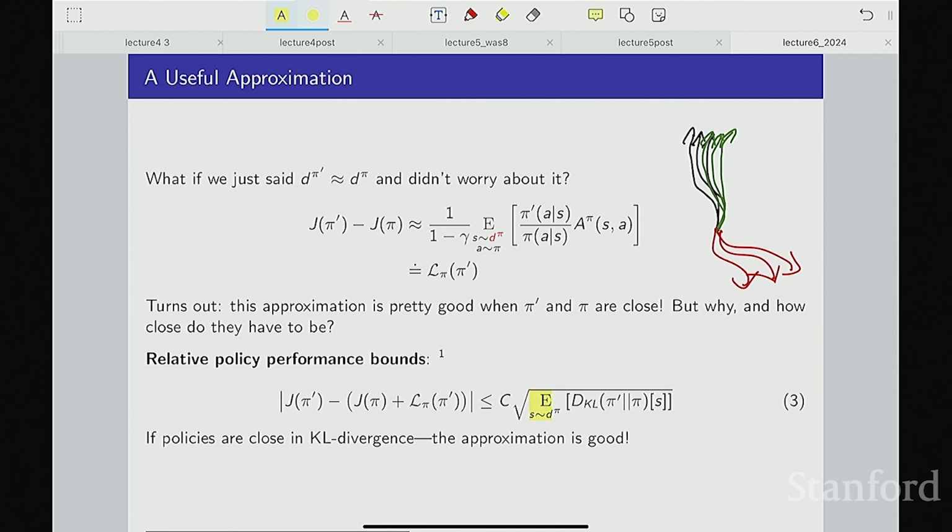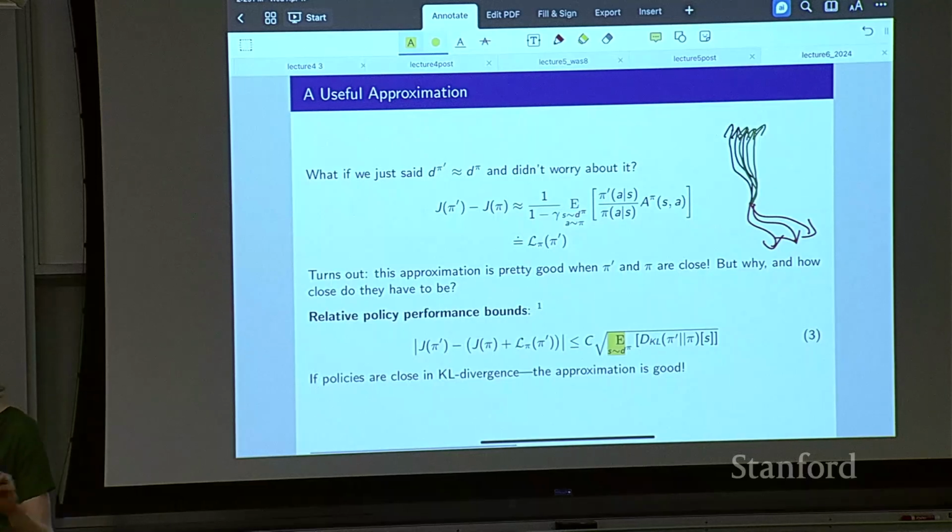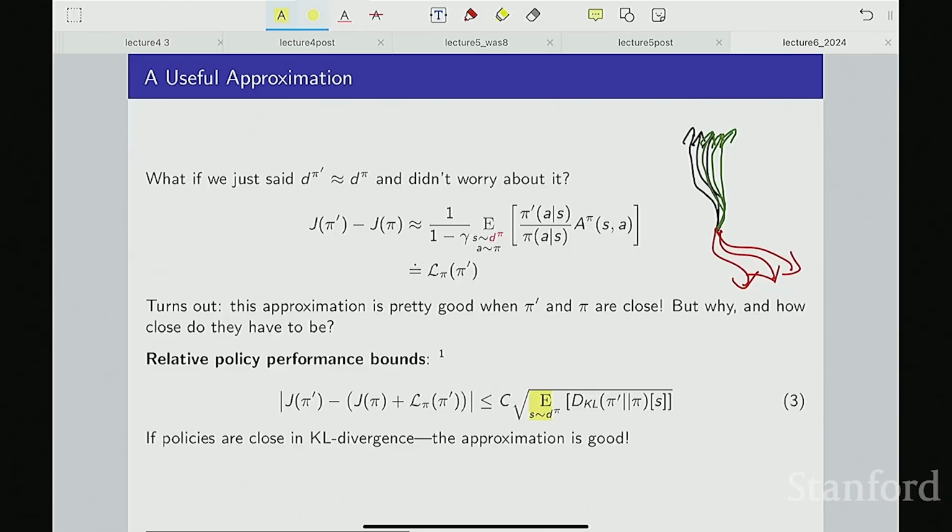The nice thing about this is it's checkable. At least this part is, right? Because you can look at your actual trajectories from your current policy, and if you have a new policy pi prime, you can see and evaluate what your KL divergence will be. So this is actually evaluatable. So we'll see.